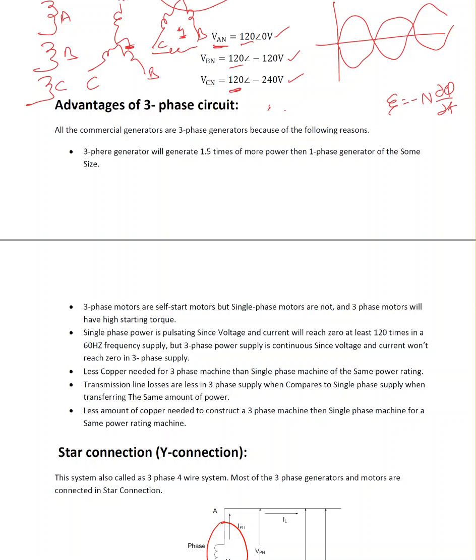Now, I'm comparing single phase system with 3-phase system. A 3-phase generator will generate 1.5 times more power than a single phase generator of the same size. So if we look at the same size single phase and 3-phase generator, the 3-phase generator will generate 1.5 times more power. 3-phase motors are self-starting motors, but not the single phase, because 3-phase power always is a rotating magnetic field.